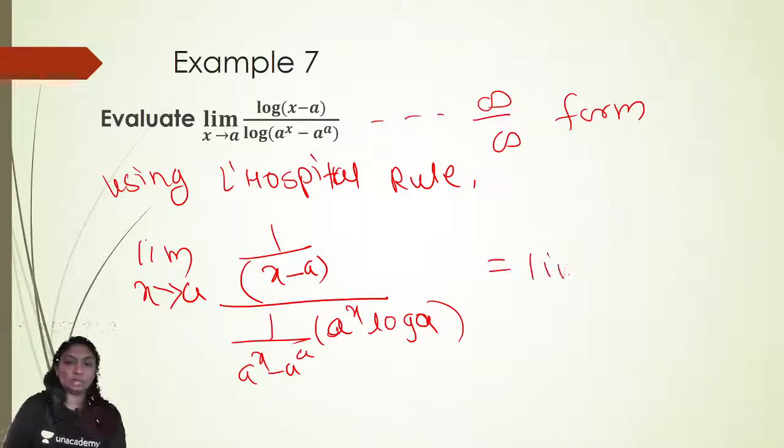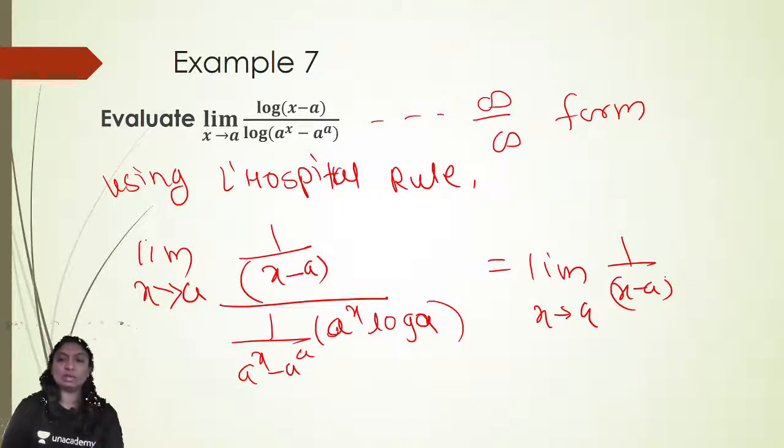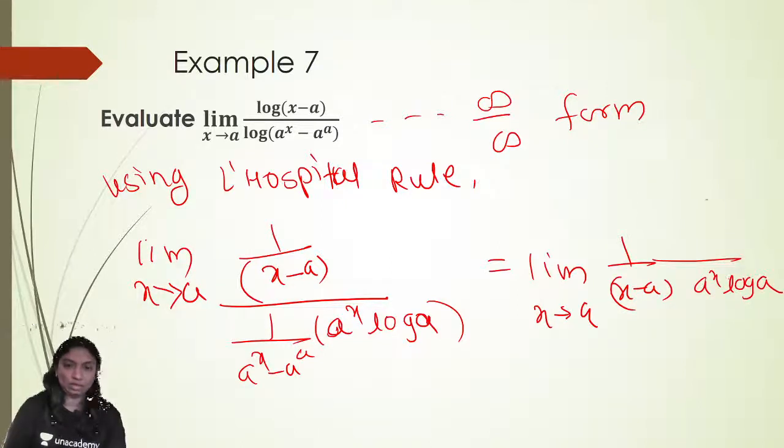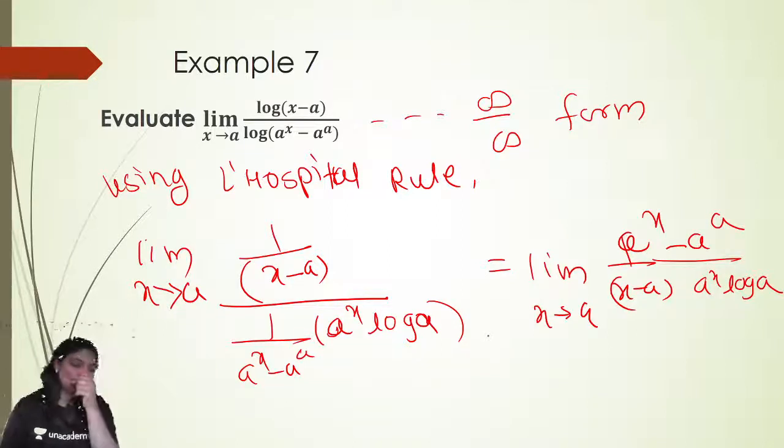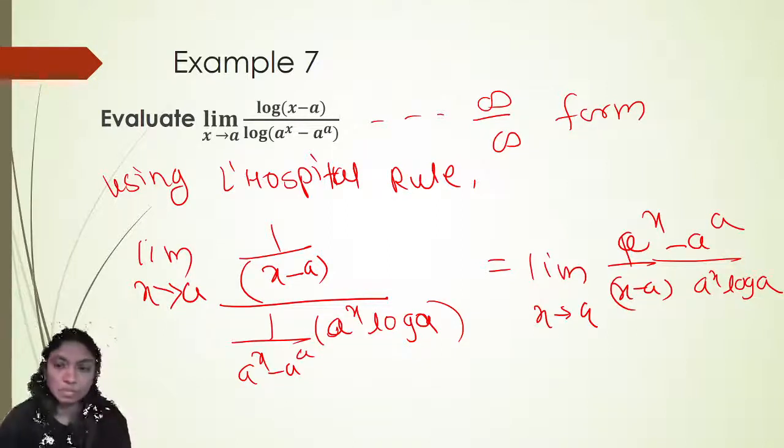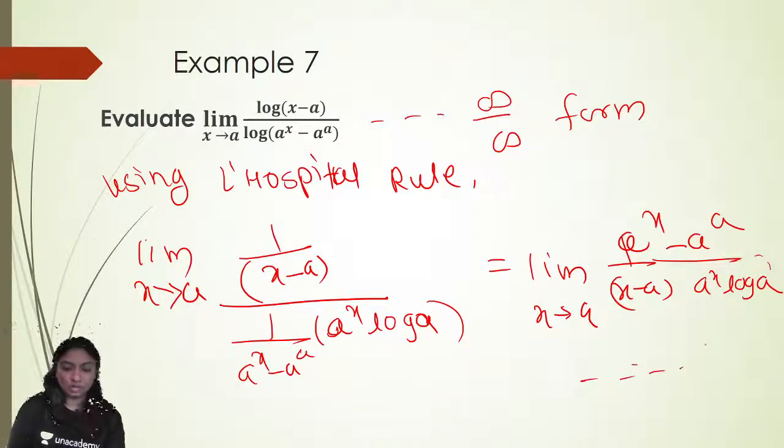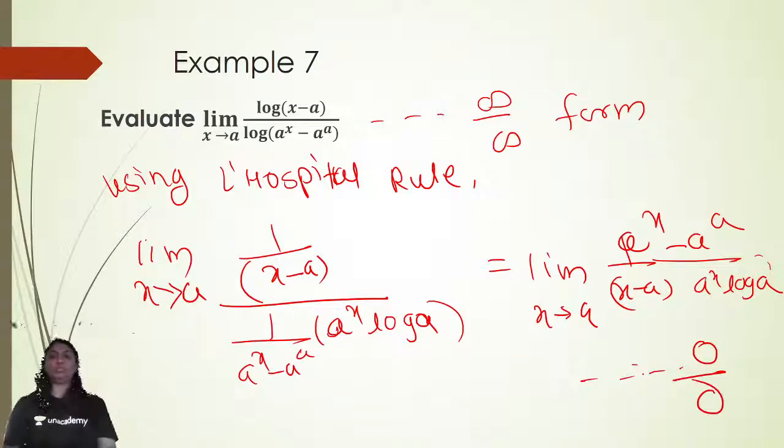So which is nothing but limit as x tends to a, here 1 upon x minus a into a raised to x into log a, upon a raised to x minus a raised to a. Now put x tends to a, so a raised to a minus a raised to a, again here is 0 upon 0 form, right? Here is 0 upon 0 form if you observe. So again use the L'Hospital rule.